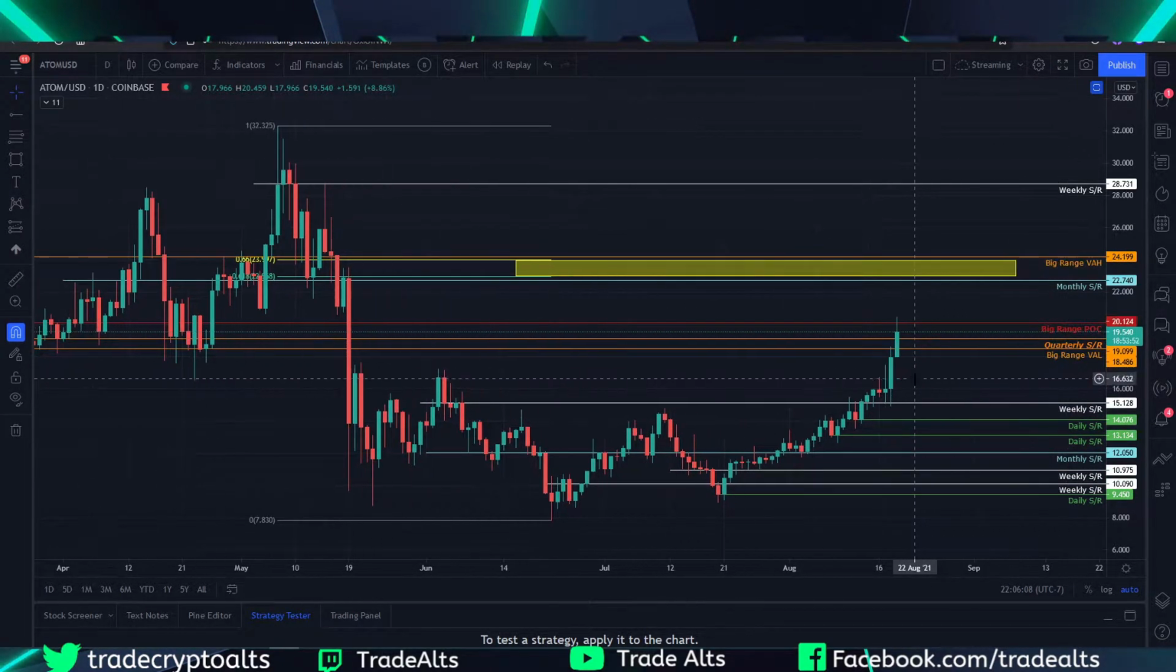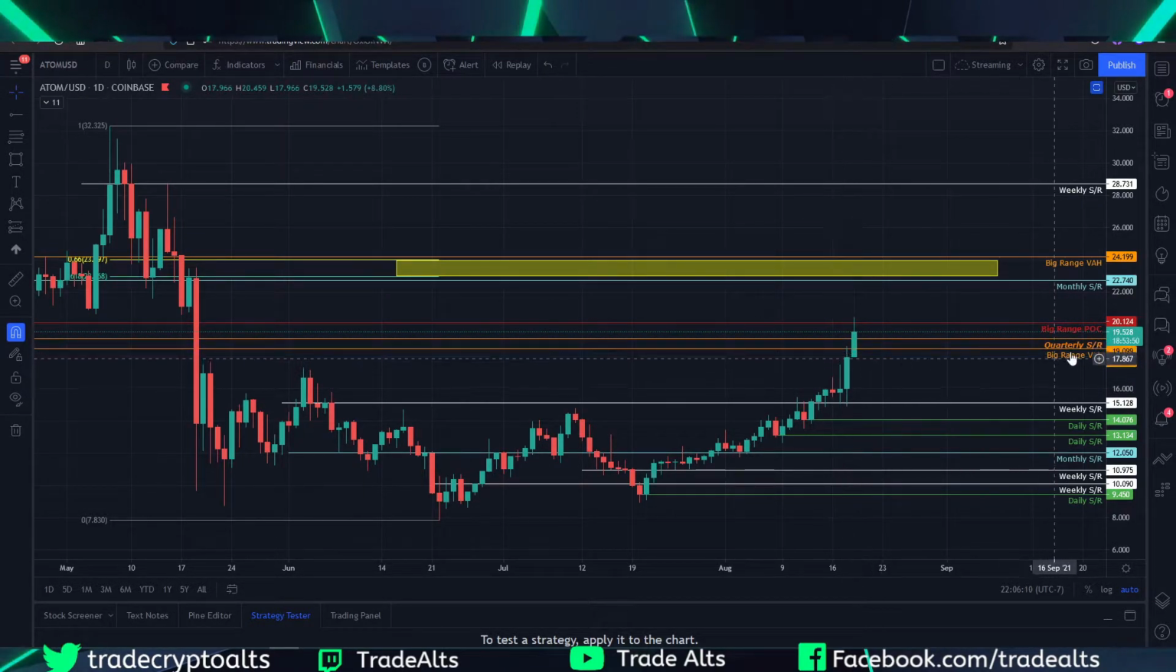But price actually came up into your value area low. You've currently reclaimed back in your value area low. You've rejected off your point of control. This is pretty crazy.